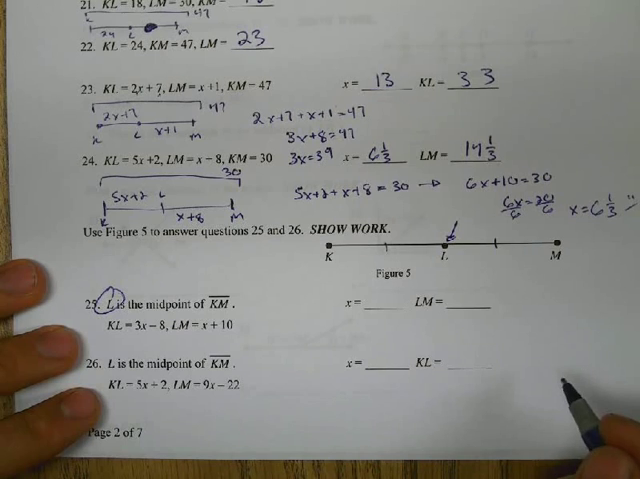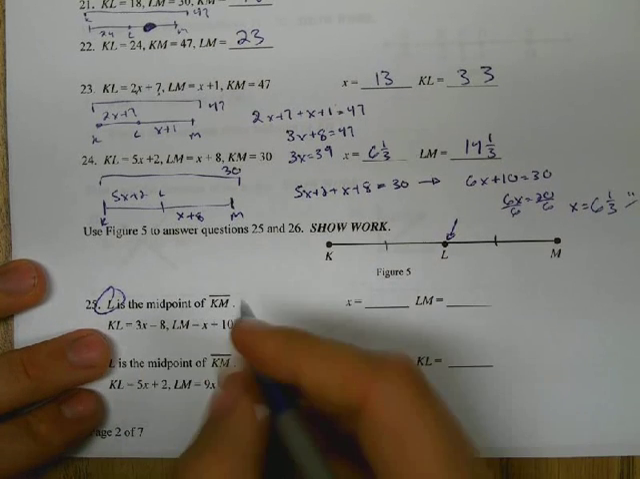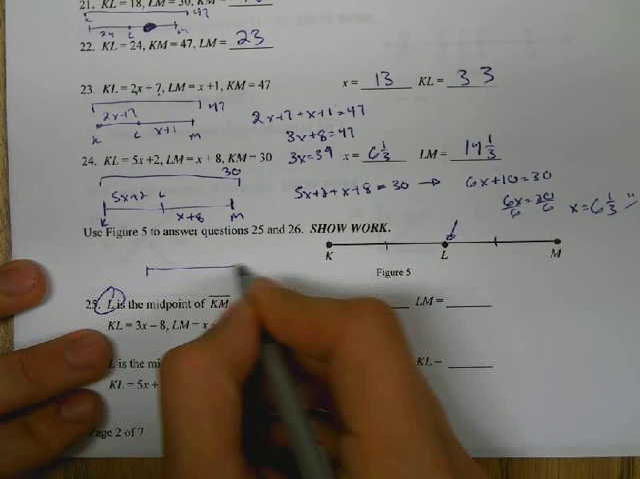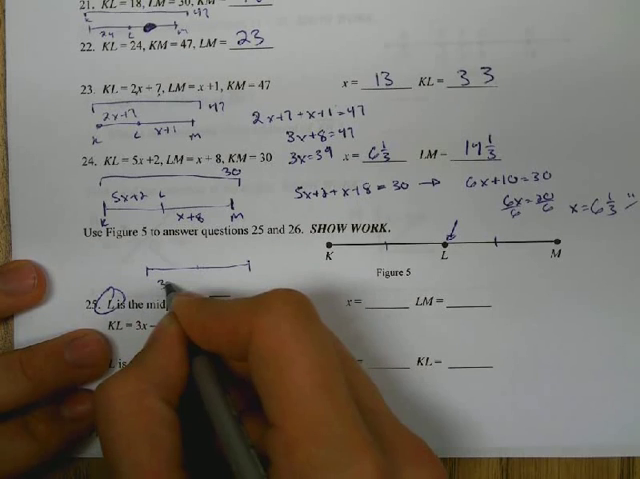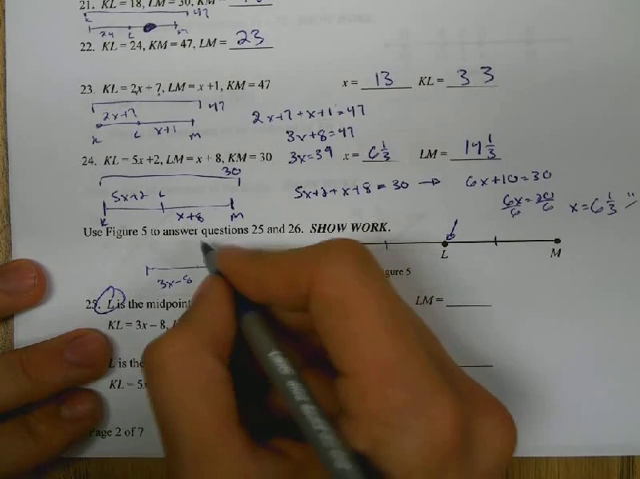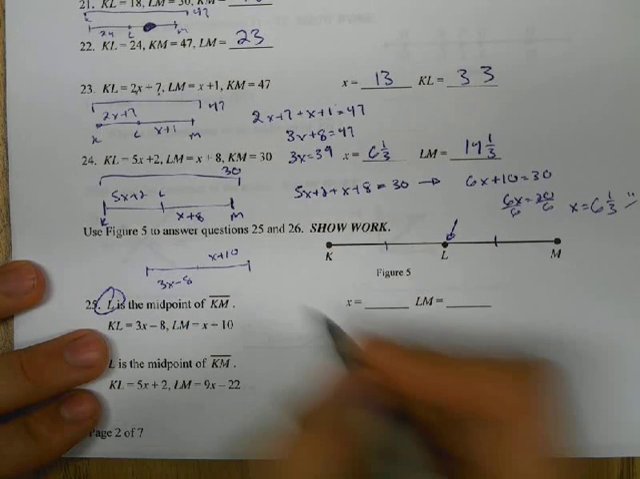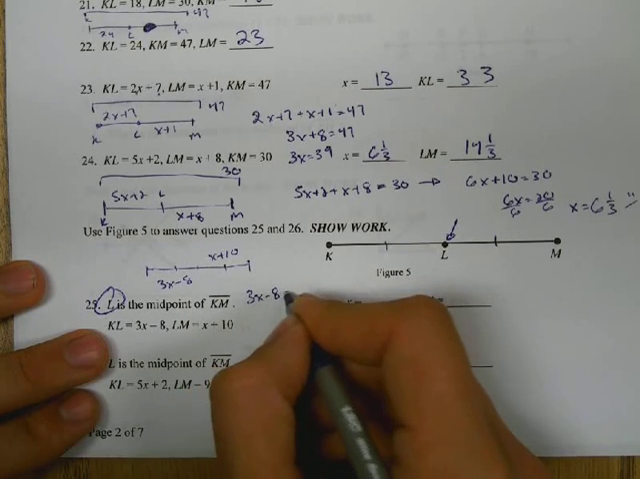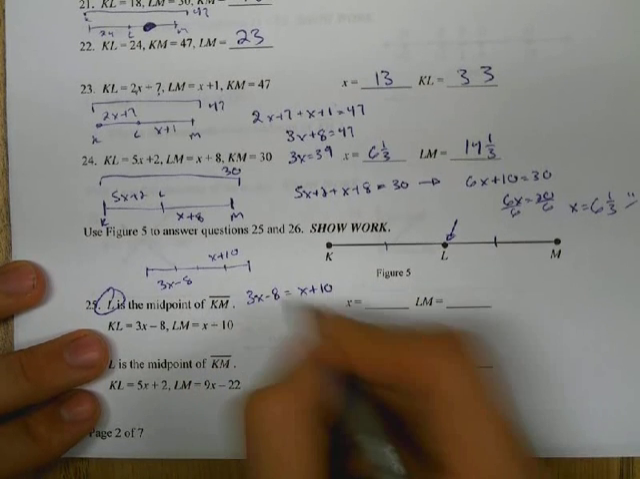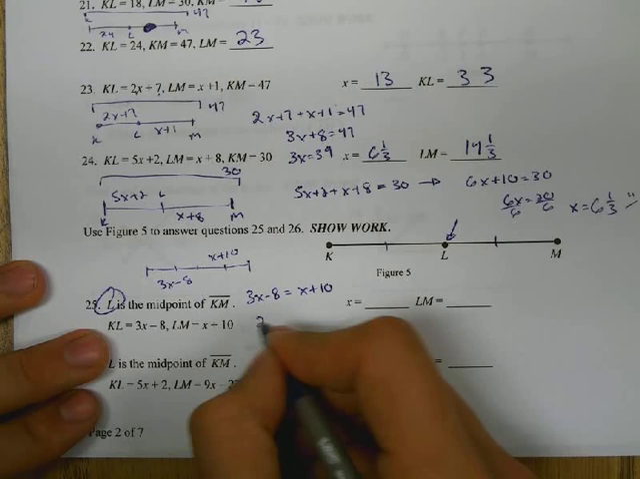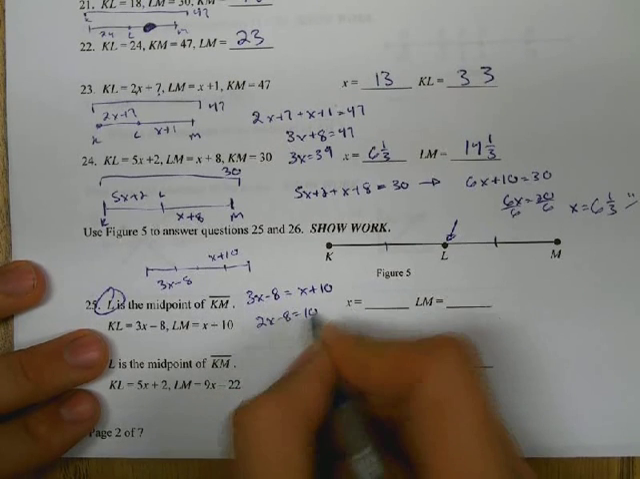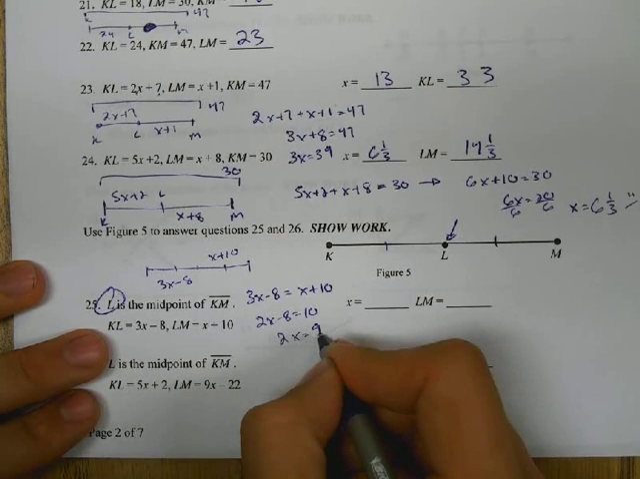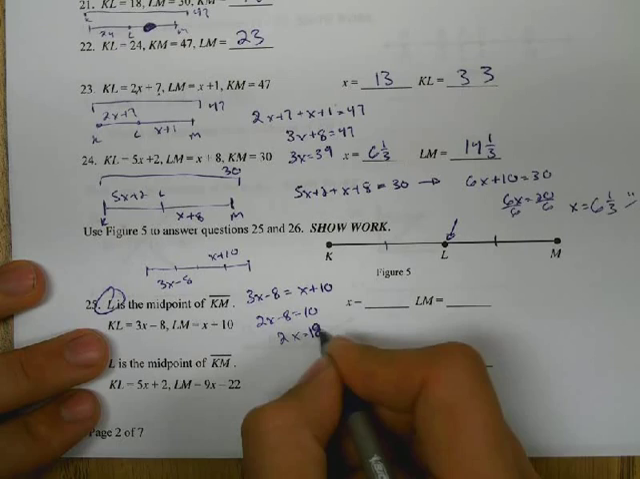When we look at this one, we have KL, which is 3x minus 8, and we have LM, which is x plus 10. These two are the same, so I can set them equal to each other. 3x minus 8 is equal to x plus 10. Subtract the x from both sides. 2x minus 8 is equal to 10. And then we add the 8. 2x is equal to 18, rather. X is equal to 9.